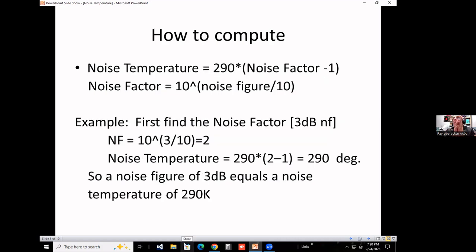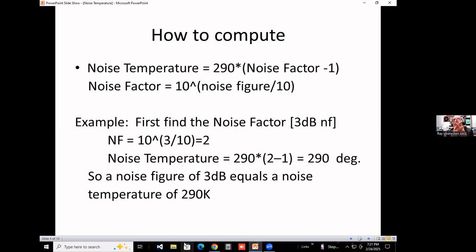Noise temperature is equal to 290 times the noise factor minus 1. And remember that noise figure is in dB, so it's a logarithmic scale, and noise factor is just converting that to a linear scale. And then we can do the mathematics after that. So you get from noise figure to noise factor by taking 10 and raising it to the noise figure divided by 10. Example, find the noise factor for a 3 dB noise figure.